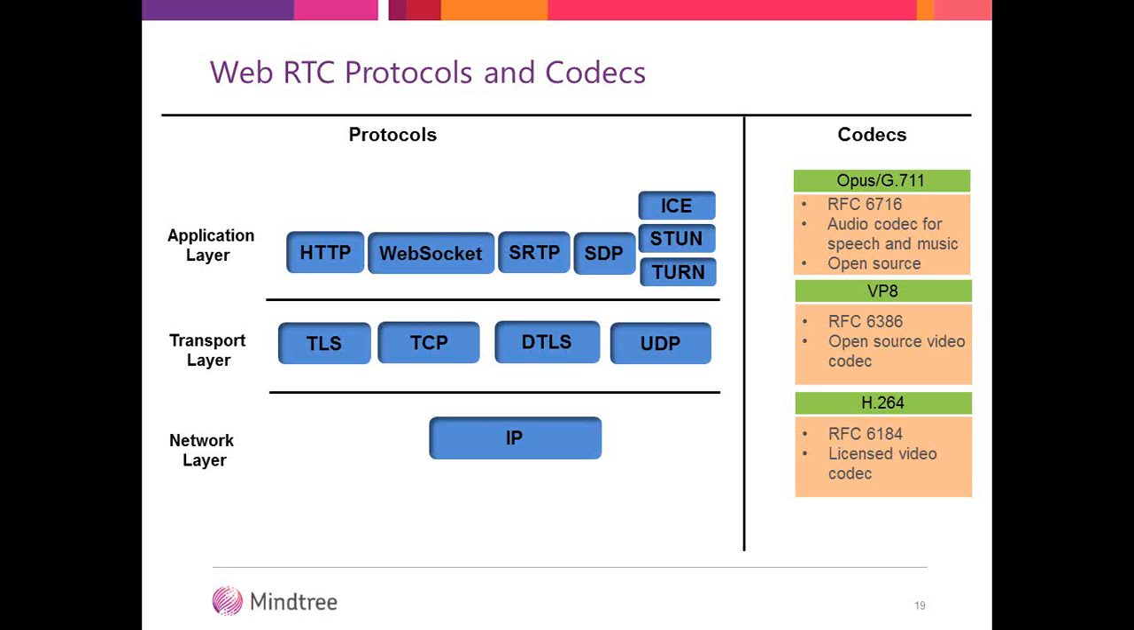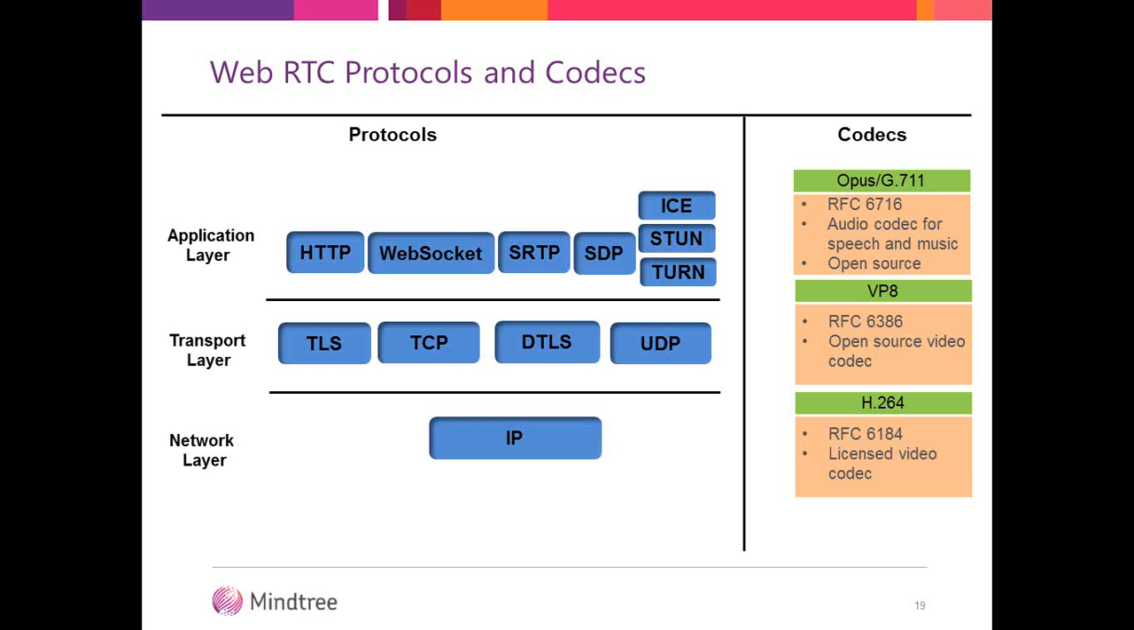As I said, you can communicate between two browsers, but what is going to happen if your browsers are behind some firewall? How is your NAT traversal going to happen? To address this issue, WebRTC is using ICE. Basically, ICE is a combination of STUN and TURN. So using this ICE, we can do that NAT traversal.